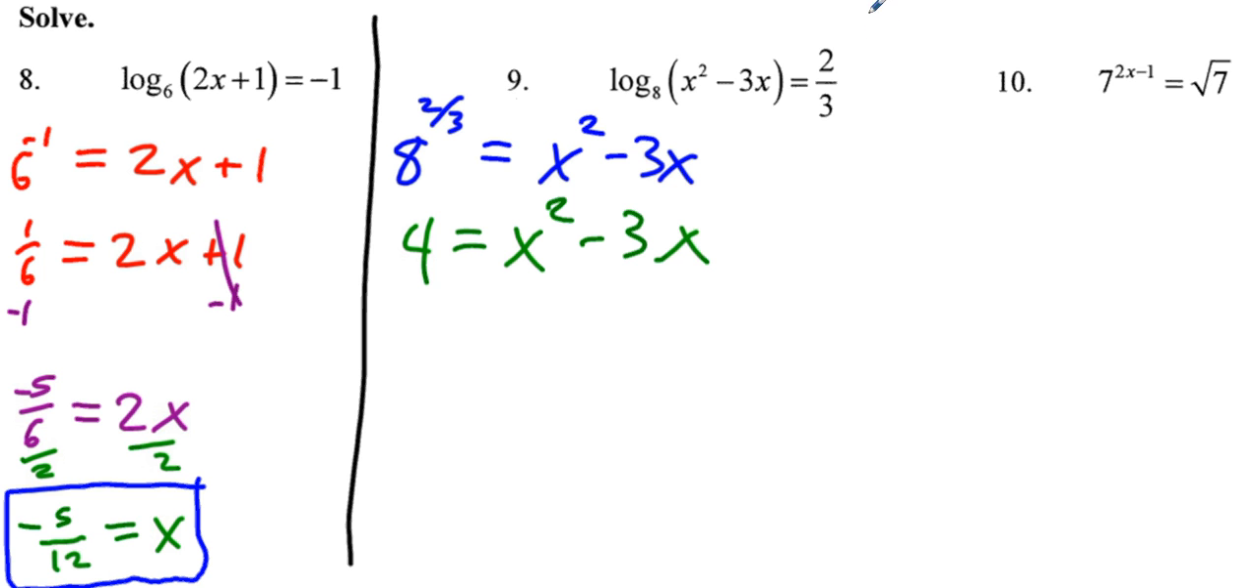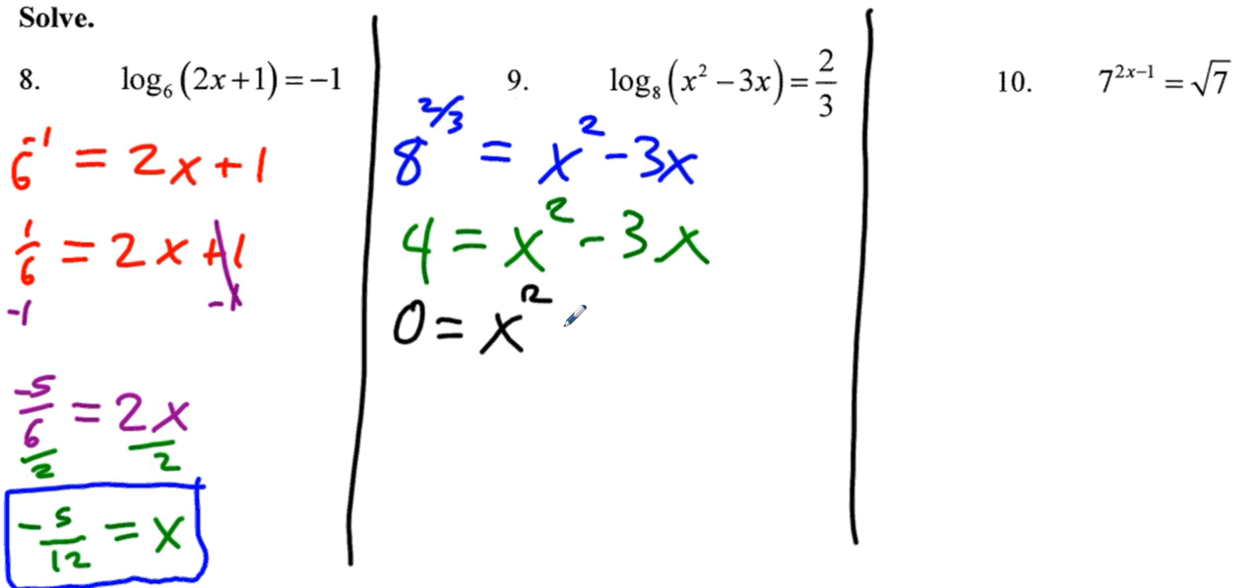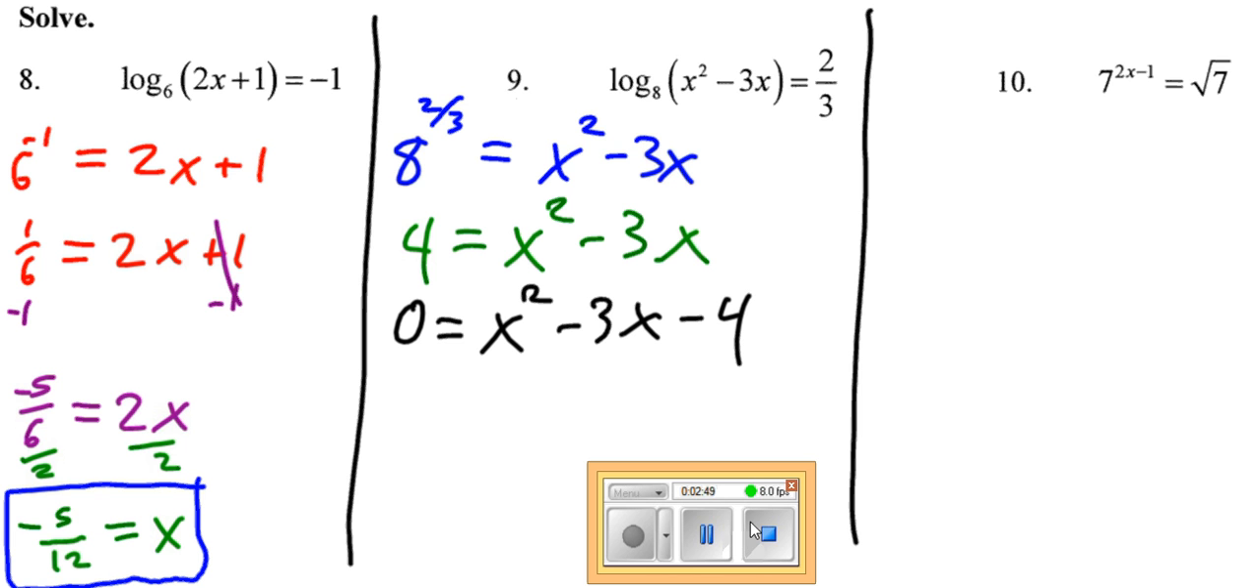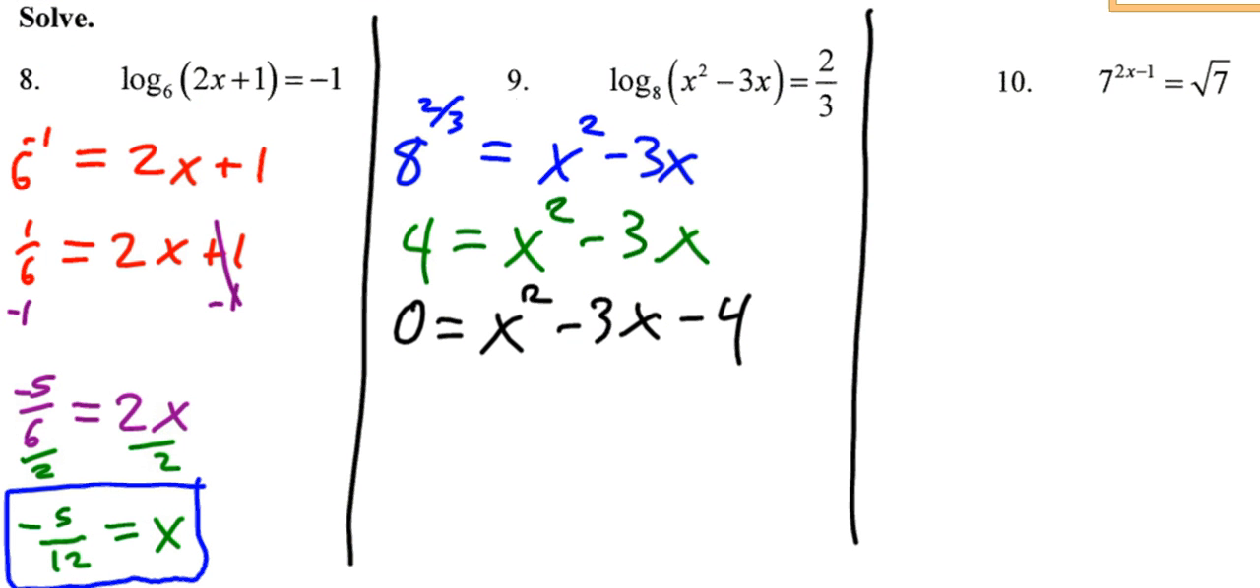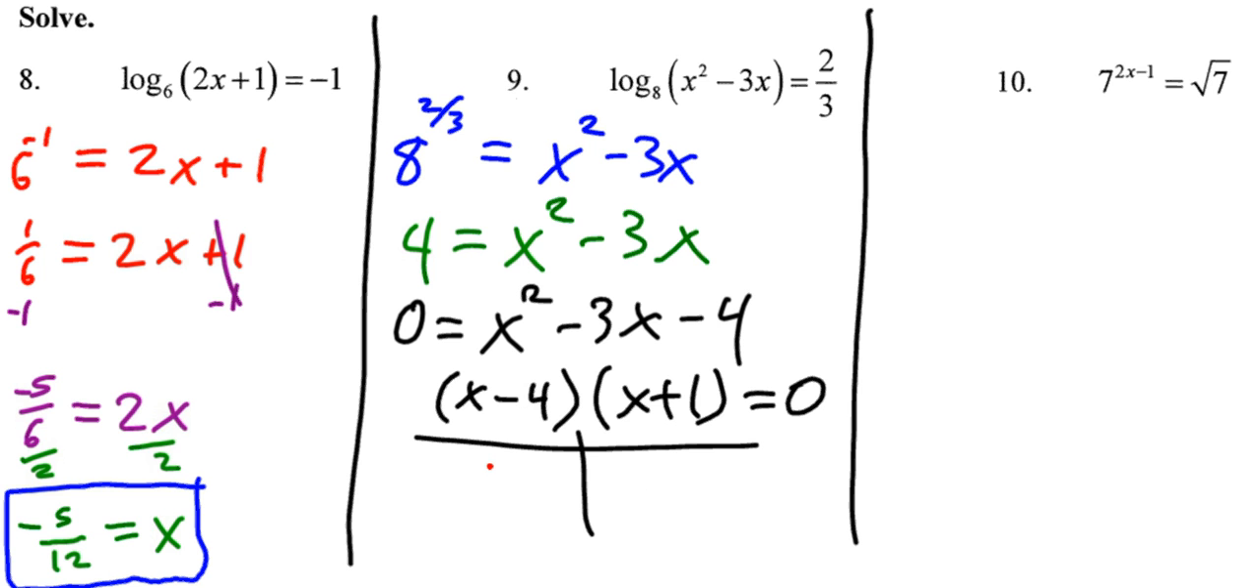We want to move the 4 over since it's a quadratic. We're going to move the 4 and solve by factoring. So factor this. That'd be x minus 4, x plus 1. Set them equal to zero. X equals 4, x equals -1.